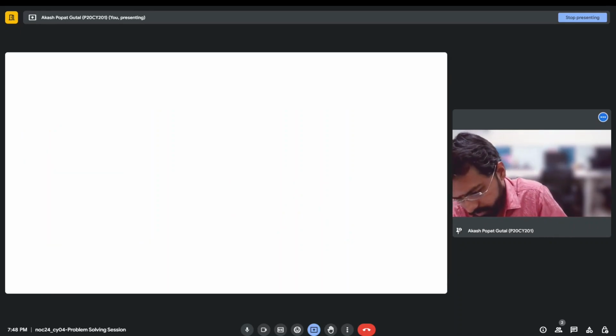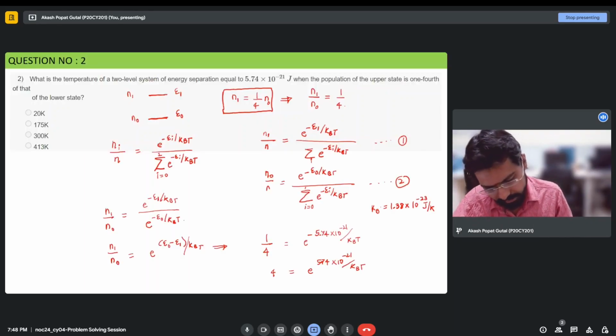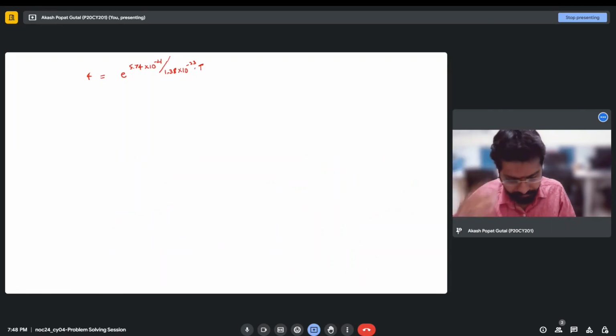Fine. So what we will have is 4 equals e raised to 5.74 × 10 raised to minus 21, divided by 1.38 × 10 raised to minus 23, and the temperature is what we need to calculate.